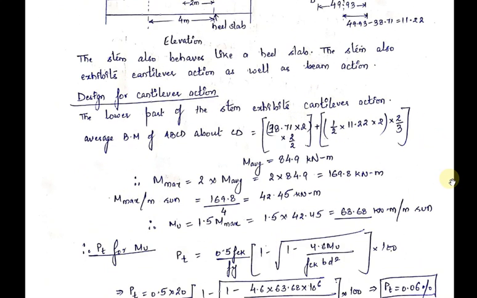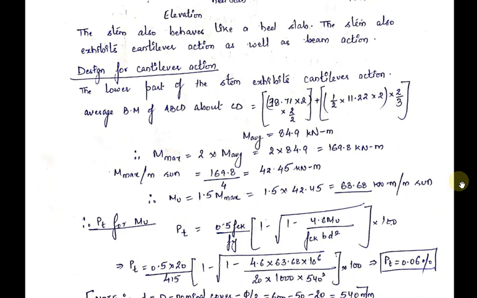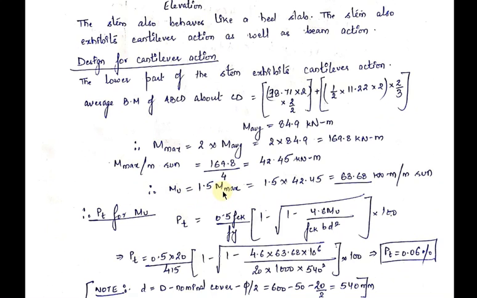So if I divide this maximum bending moment by 4, I will get maximum moment per meter run, which will be 42.45 kilonewton meter. Therefore, ultimate moment can be found out by multiplying it with the factor of safety, that is 1.5. Therefore, Mu will be 63.68 kilonewton meter per meter run.